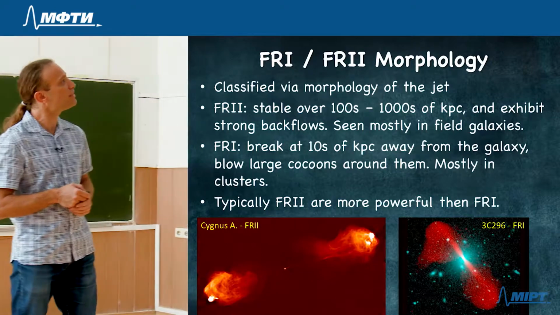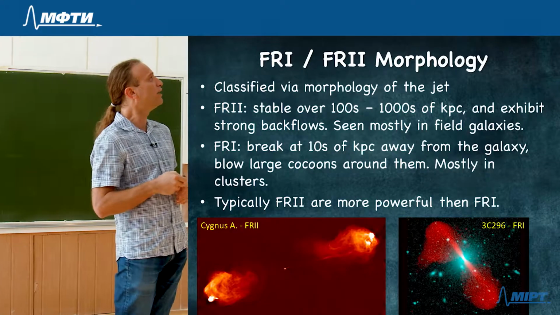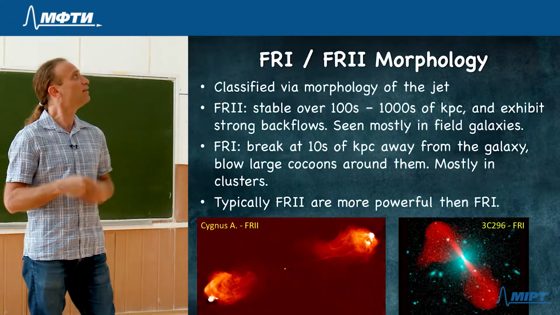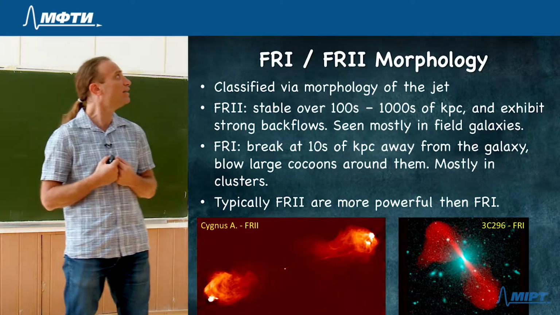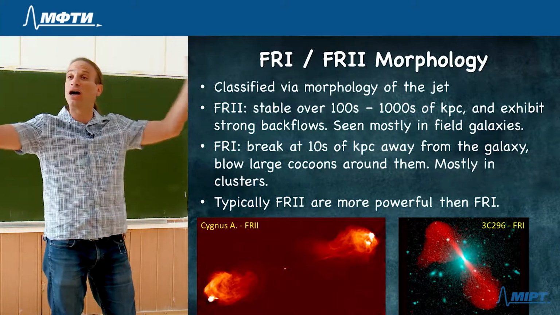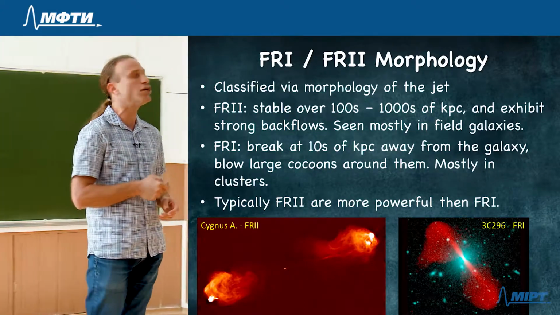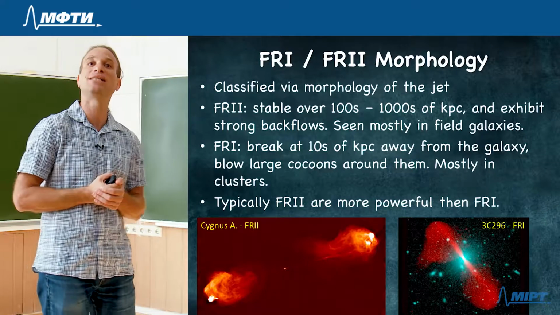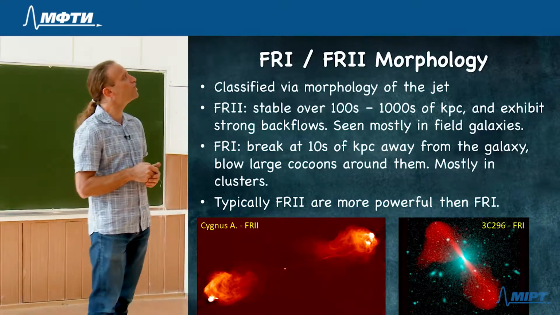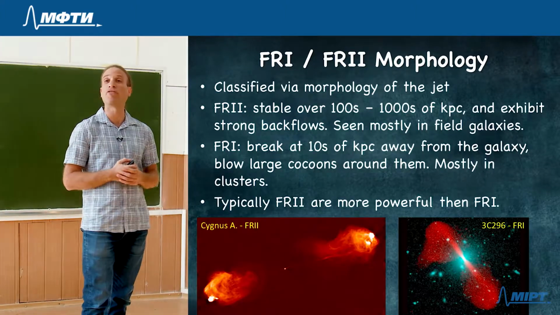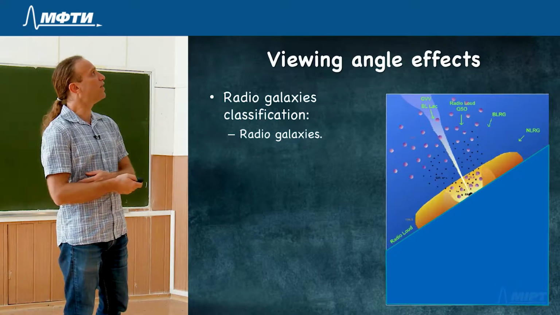FR1 jets, that you can see here, you see that the jet looks different. It's much wider. It's also shorter. They tend to break at about tens of kiloparsec away from the center of the galaxy. They blow very large cocoons around them. And these types of jets are mostly seen inside galaxy clusters. Okay? FR2 jets, which are these, are typically more powerful than the FR1s. Okay? So these are radio galaxies.